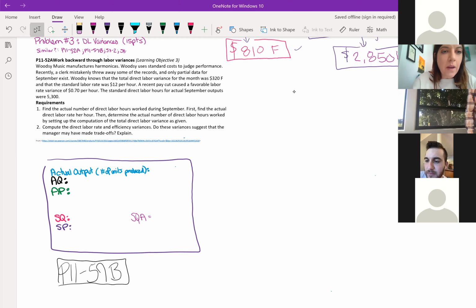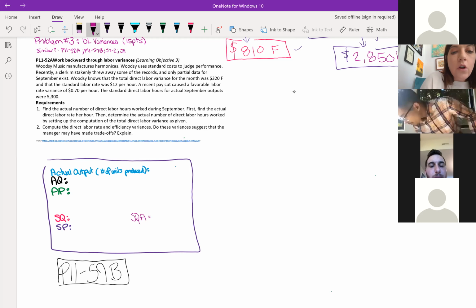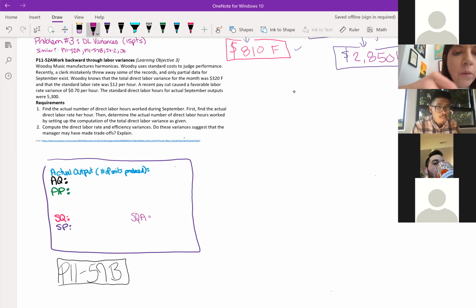Woodsy Music manufactures harmonicas. Woodsy uses standard costs to judge performance. Recently, a clerk mistakenly threw away some of the records and only partial data for September exists. Woodsy knows that the total direct labor variance for the month was 320 favorable. So we will write out our little chart again.